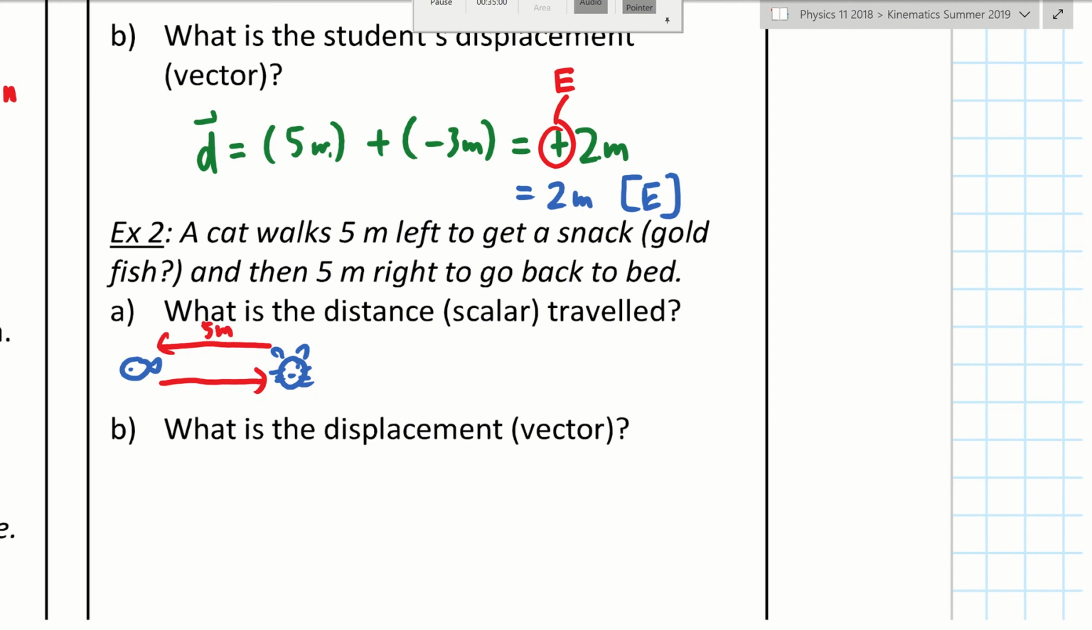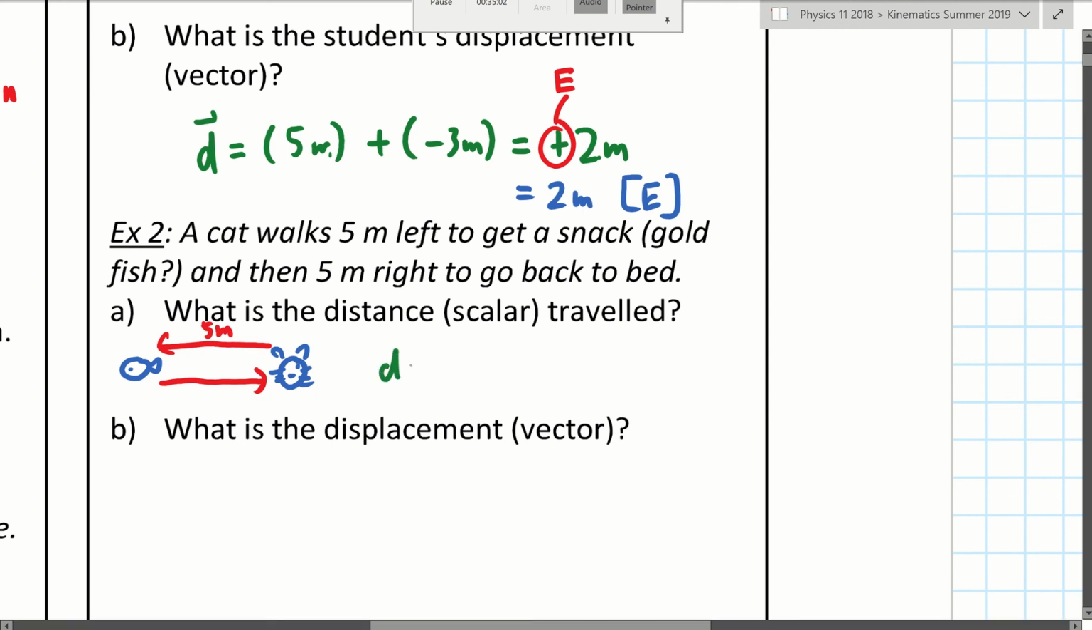Okay, so remember, distance doesn't care about direction. So as far as distance is concerned, the cat has walked 10 meters. It's 5 meters to the left, 5 meters to the right, but I don't care about direction. So any plus or minus sign is ignored, right? Even though walking backwards should be negative, it's 10 meters in total.